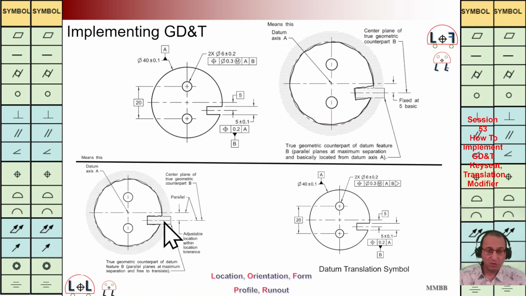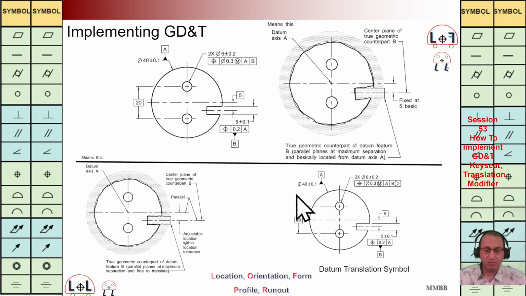Whenever we are going to use, let's say, this key slot as a reference B, it really makes sense to use this translation symbol here because these two surfaces are small. In order to have more contact surface between the gauge and these two surfaces, it really makes sense to use this translation symbol here. It is another application when we use, let's say, the midplane of this key slot as a reference. It is good to have this translation symbol.